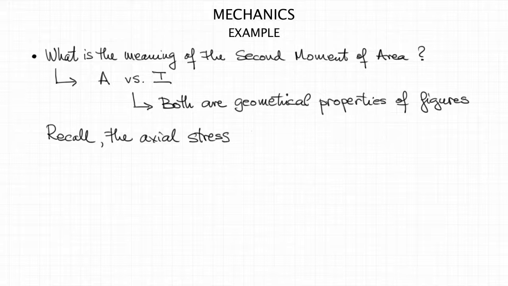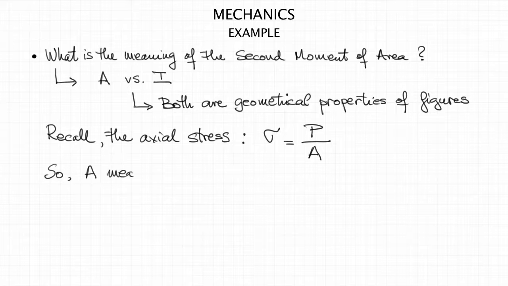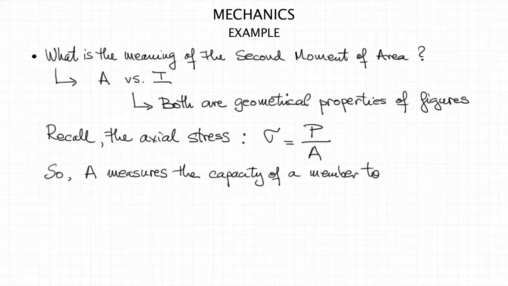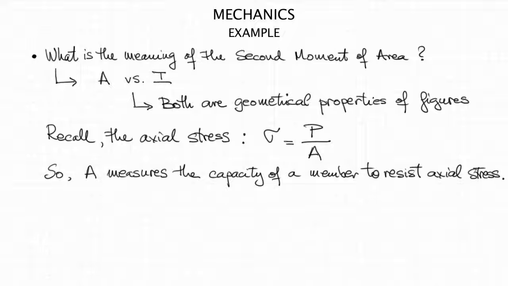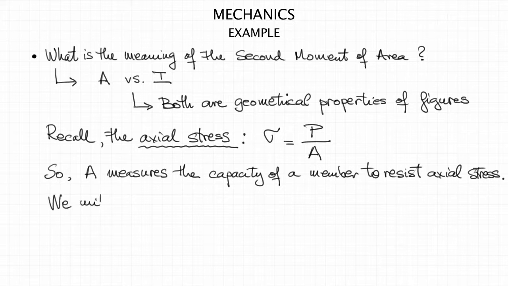Now, let's step back a little and recall that the axial stress for a member under axial loading, sigma, was equal to the axial force divided by the cross-sectional area. So for an axially loaded member, the cross-sectional area measures the capacity of a member to resist axial stress. The larger the area, the smaller the axial stress, so the less likelihood that the axial stress will reach or exceed the maximum stress that the member can sustain. A larger cross-sectional area, a stronger member.